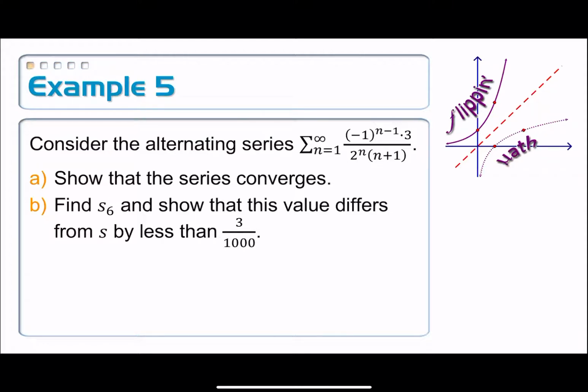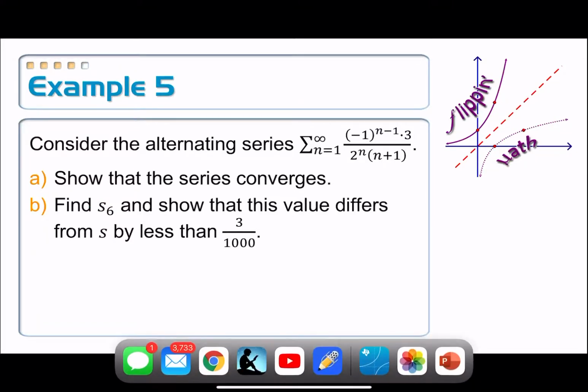Part B, find the sixth partial sum and show that this value differs from S by less than 3 over 1,000. Okay, this is a very common thing that they ask us to do. They give us this weird fraction, and then we show that our sum is off. That's the remainder. We want to make sure that the remainder is less than that particular number.